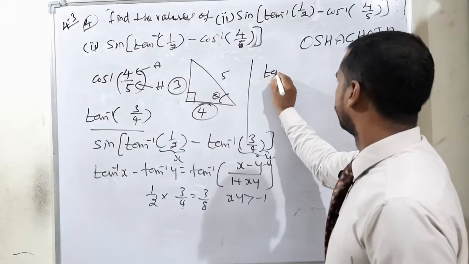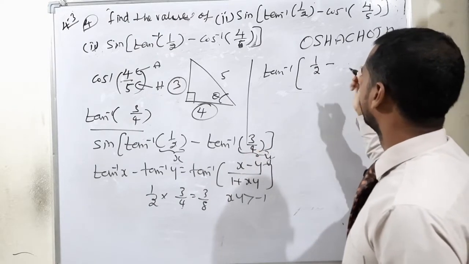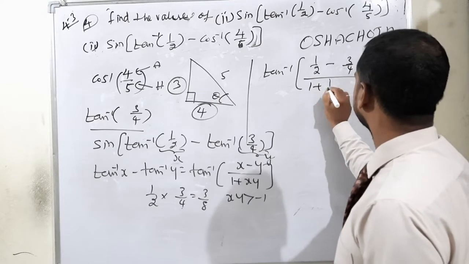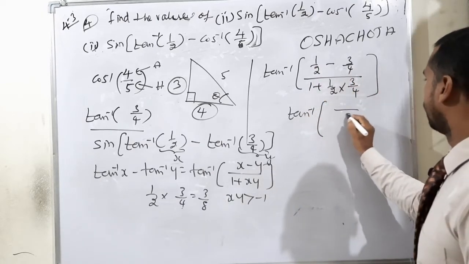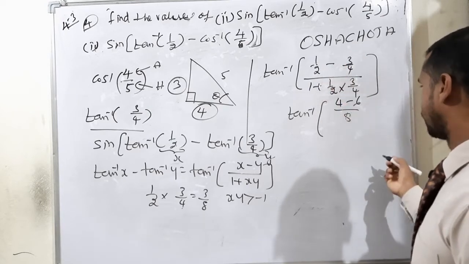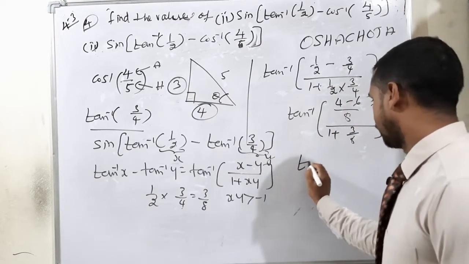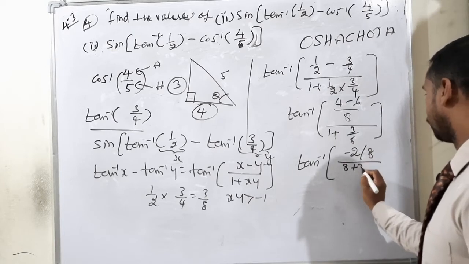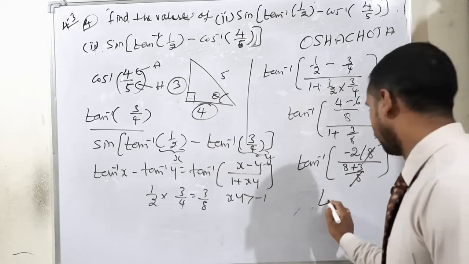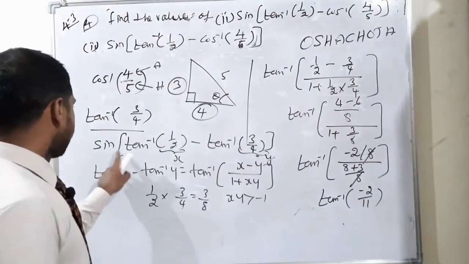Now we can apply the formula: tan inverse of x minus y, x value 1 by 2 minus y value 3 by 4, divided by 1 plus 1 by 2 into 3 by 4. Now with common denominator 8: 1 into 4 is 4, minus 3 into 2 is 6, and the denominator is 1 plus 3 divided by 8. Next step, tan inverse of 4 minus 6 means minus 2 by 8, over denominator 1 into 8 means 8 plus 3 divided by 8. Therefore 8 and 8 cancel. Now tan inverse of minus 2 by 11. The question actually has a sine outside, isn't it?